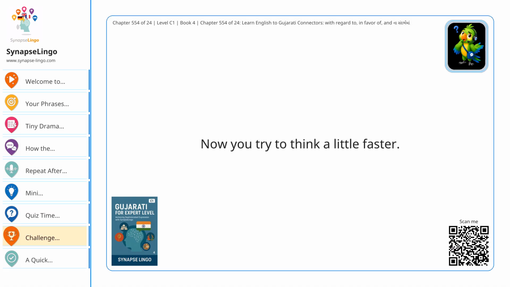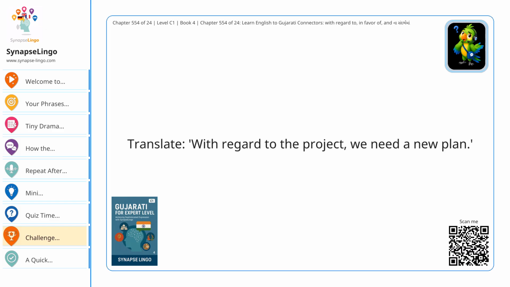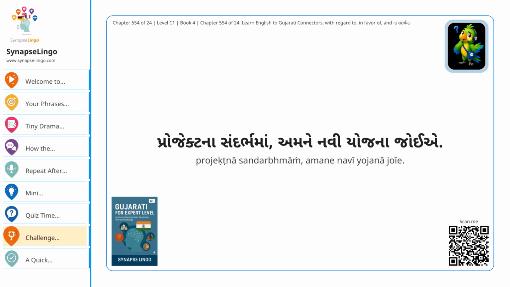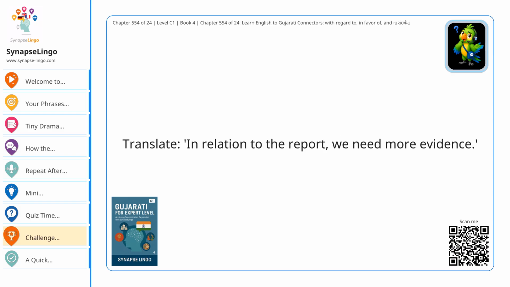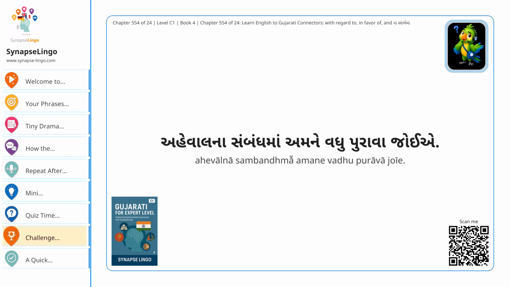Challenge round. Now you try to think a little faster. Do not panic. Even fluent speakers sometimes look dramatic before answering. Translate. With regard to the project, we need a new plan. પ્રોજેક્ટના સંદર્ભમાં અમને નવી યોજના જોઈએ. Translate. In relation to the report, we need more evidence. અહેવાલના સંબંધમાં અમને વધુ પુરાવા જોઈએ.